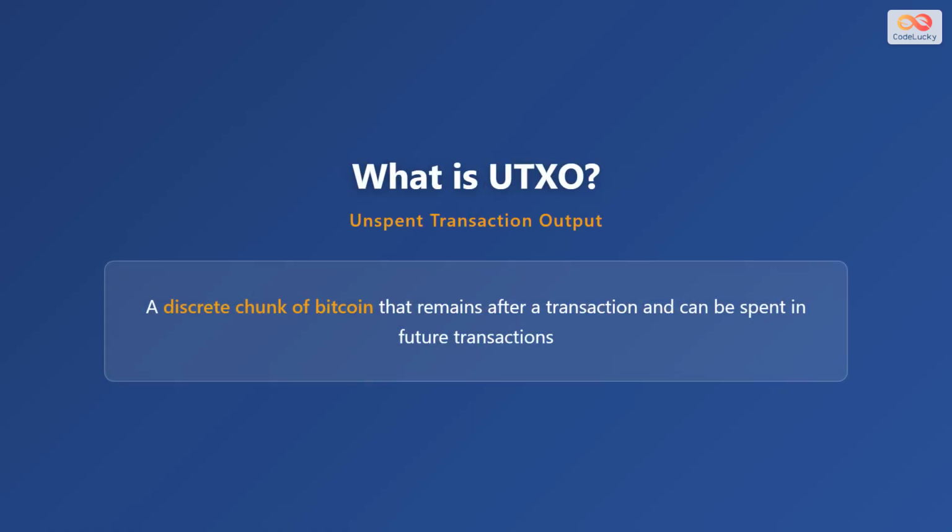Let's start with the basics. UTXO stands for Unspent Transaction Output. In simple terms, a UTXO is a discrete chunk of Bitcoin that remains after a transaction and can be spent in future transactions. Think of it as a specific amount of Bitcoin that's been received but hasn't been spent yet. Every piece of Bitcoin you own exists as one or more UTXOs in the blockchain.